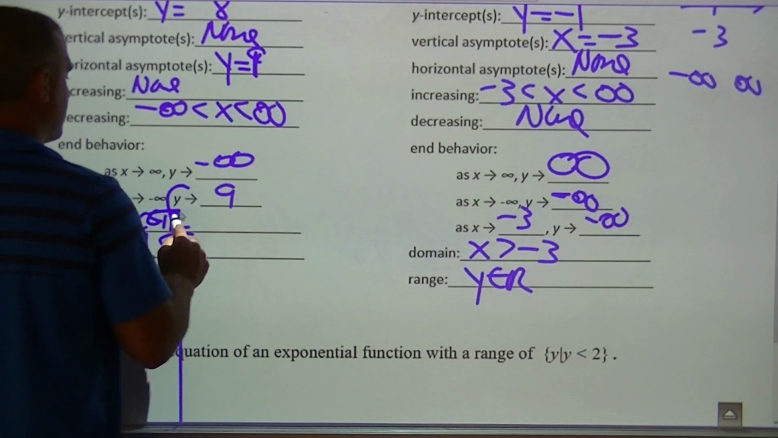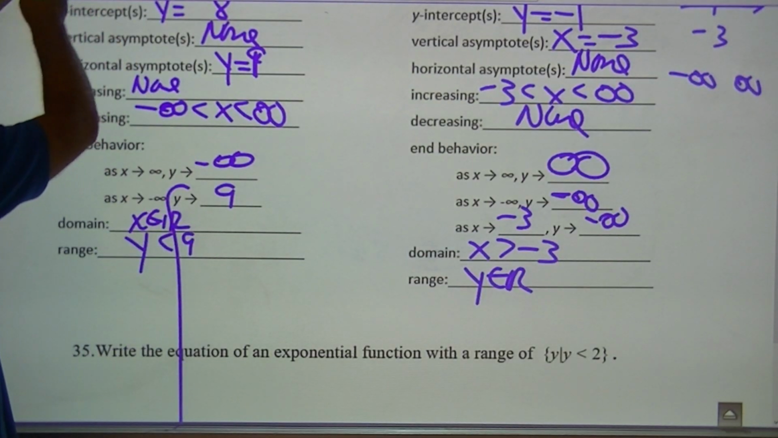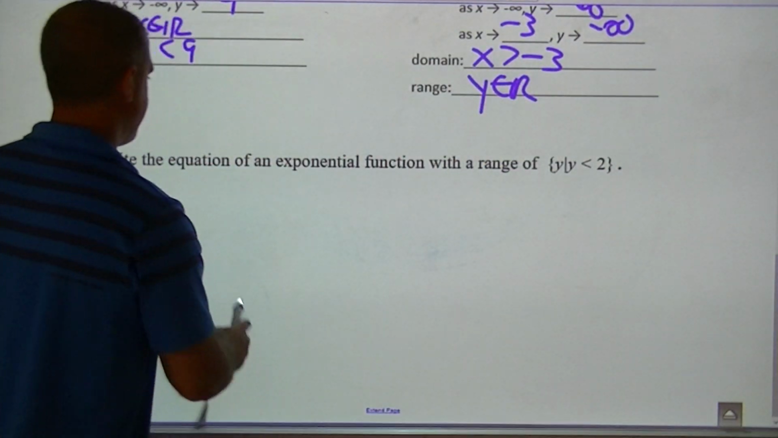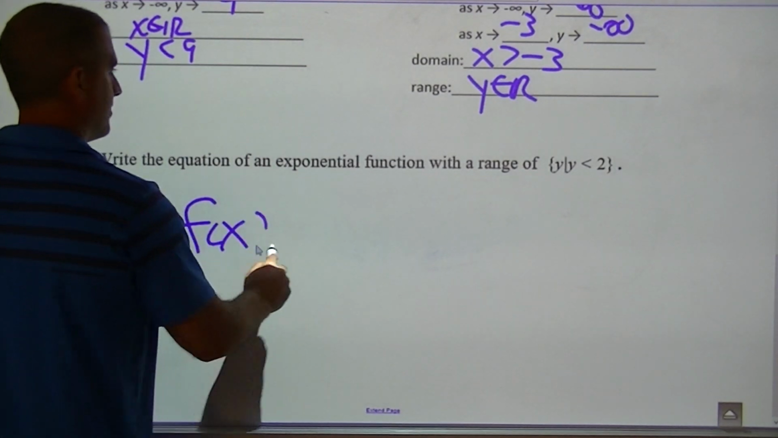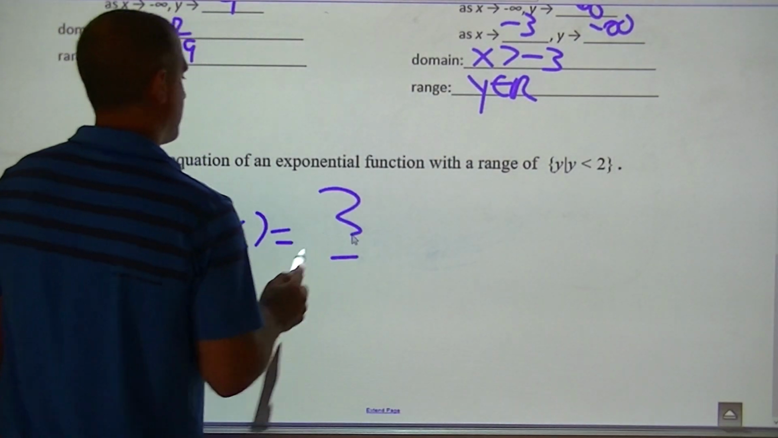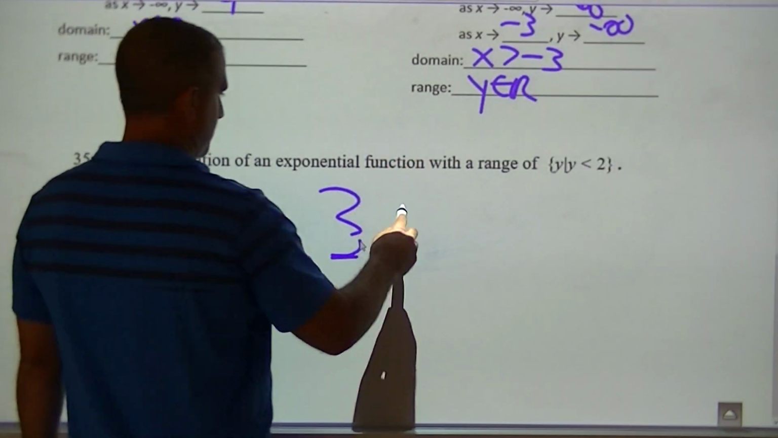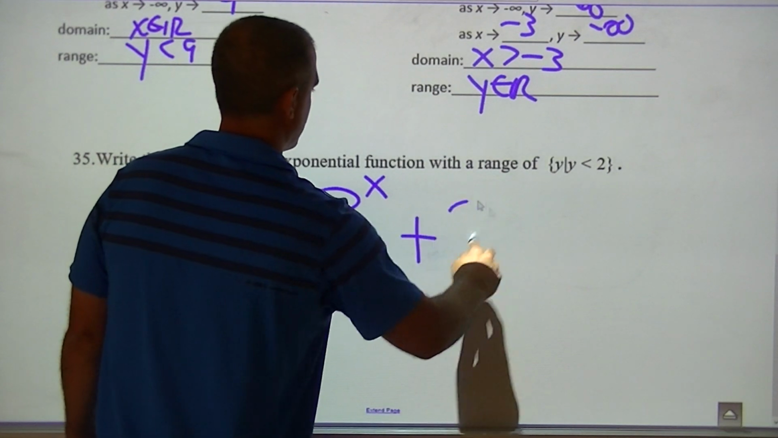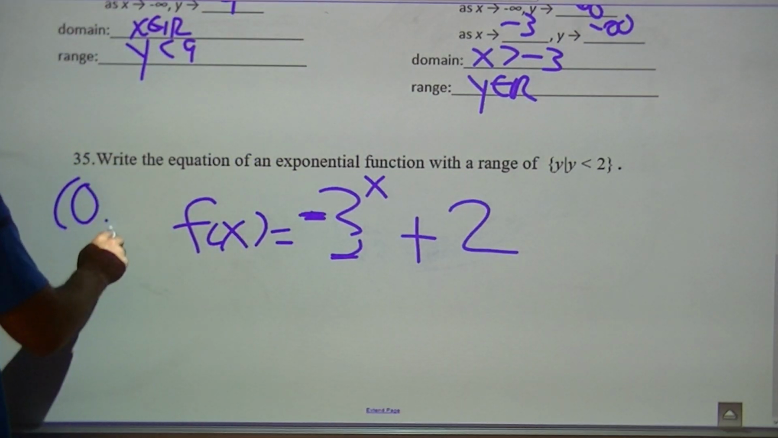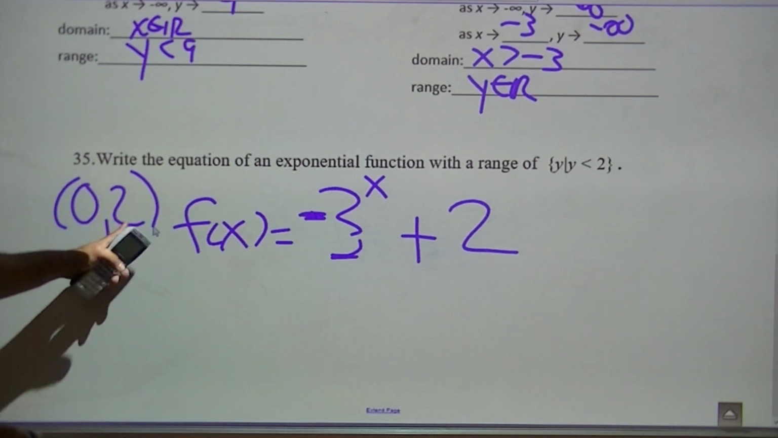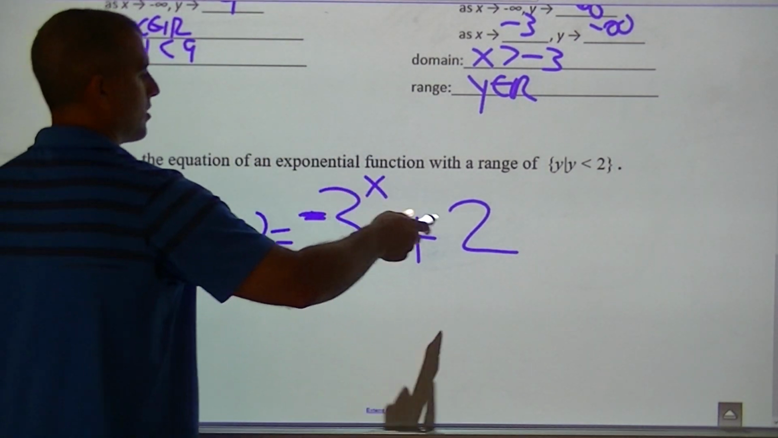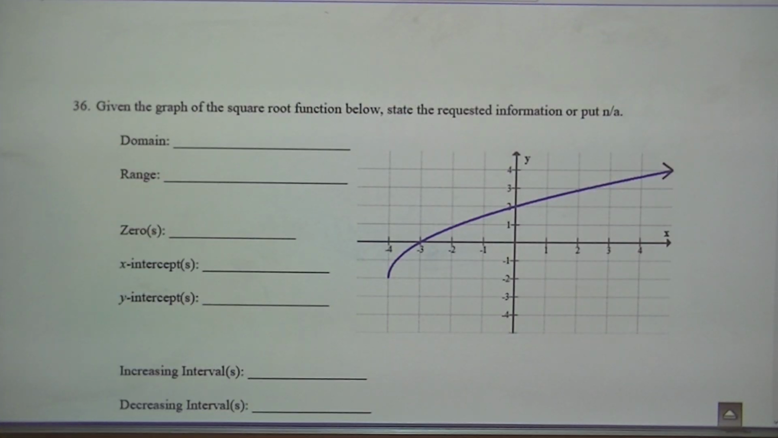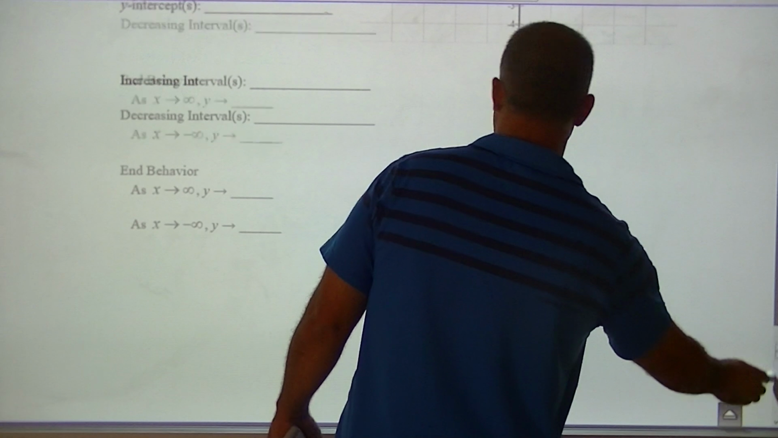Okay? All right? Write an equation where the exponential range is less than 2. There's all kinds of answers that you can have for that. All right? Here's what you have to have. F of x. I'm going to use 3. I can use any number that I want. Is that would have to be a negative with a plus 2. Reason being, I would want to have some kind of anchor point with y as being 2. And this flips the graph, which will make that less than.